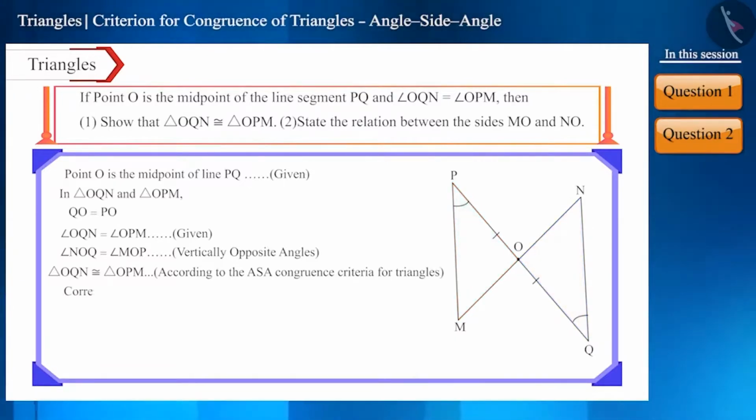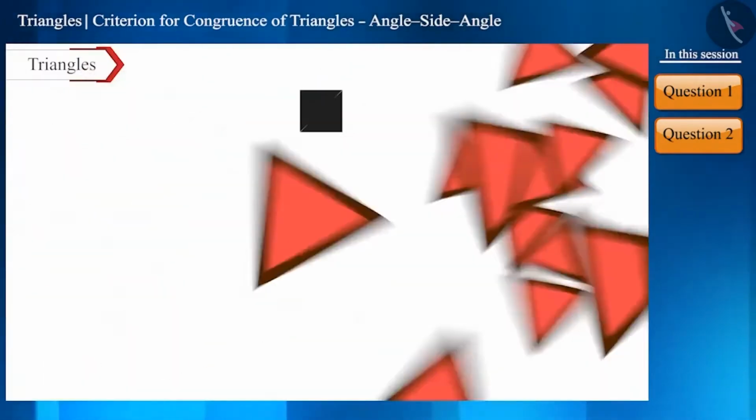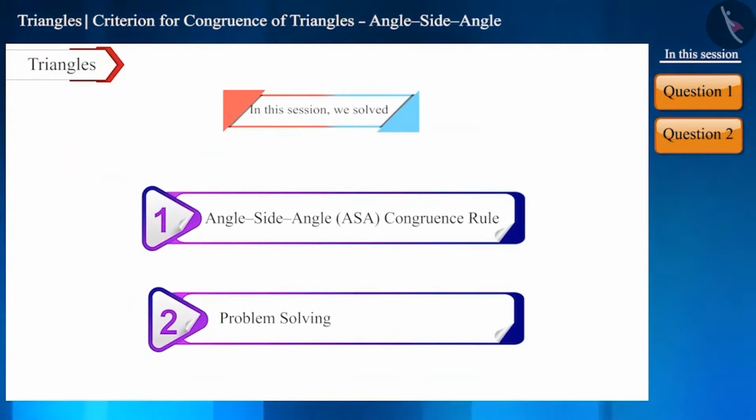Friends, we know that corresponding parts of congruent triangles are equal to each other. Therefore, side MO is equal to side NO. Friends, that's all in this session. Today we solved some questions related to the angle side angle ASA congruence rule for triangles. See you in the next video. Thank you.